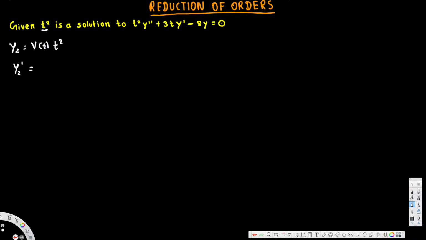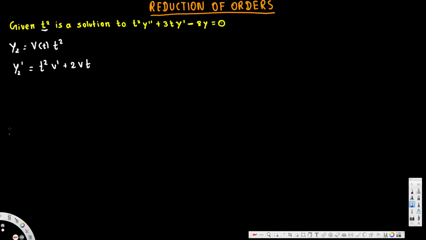Y prime is going to be, since this is v and t square, two functions of t, we are going to use the chain rule. In that way we will get t square v prime plus 2vt. Then we have to take the derivative of y prime because we need the second derivative, because we are going to substitute y prime and y double prime in this equation, and then solve.